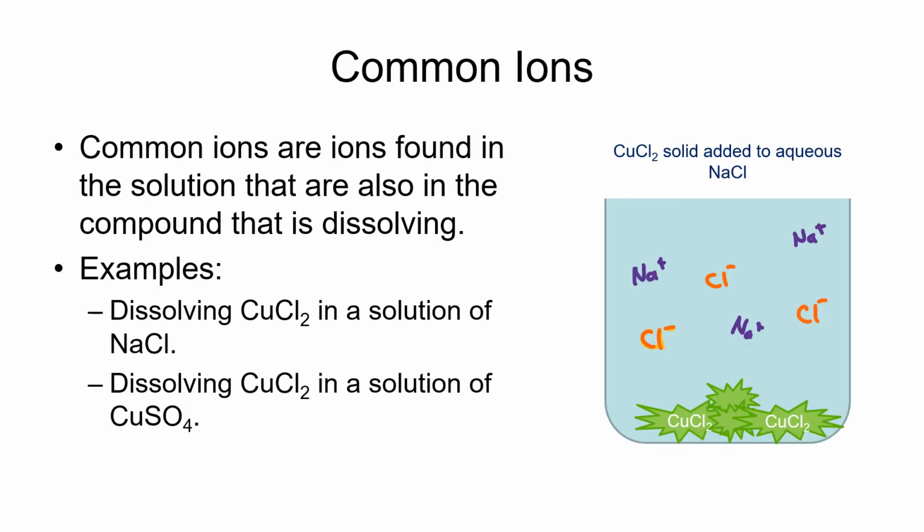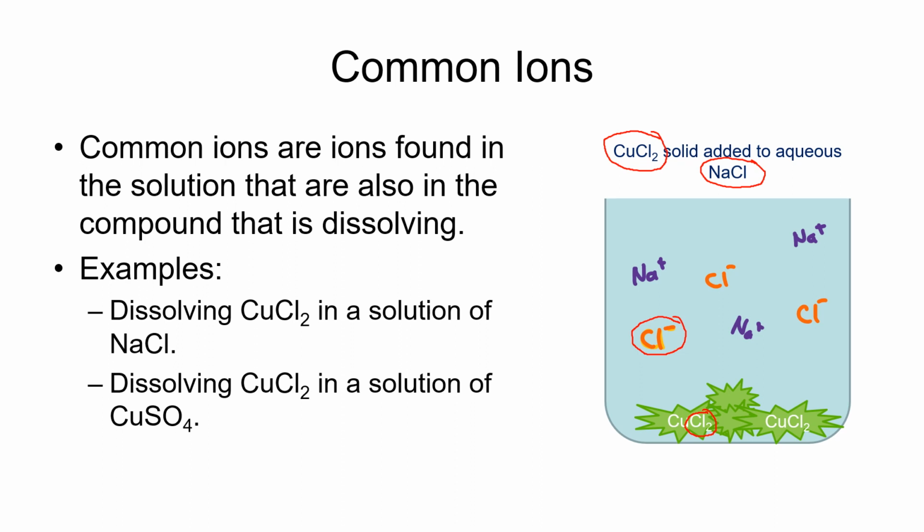Okay, the last situation we're going to look at here is when you have ions already in solution that are part of your solute. And so our first example here is we got copper chloride and it's dissolving into a solution that already has some sodium chloride in it. So the sodium is not going to interfere with anything, that's no problem. But the chlorine is what you call a common ion because it is in both of those compounds and already present in the solution. So we have a couple more examples over here.